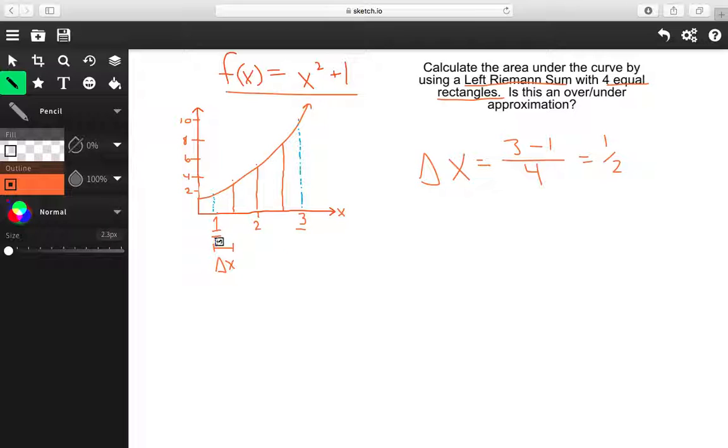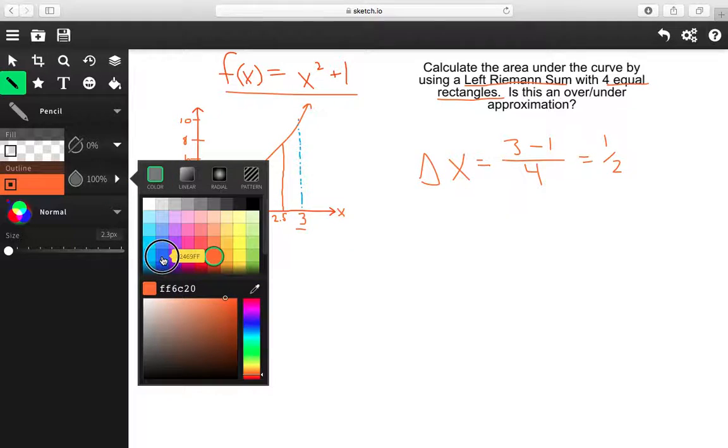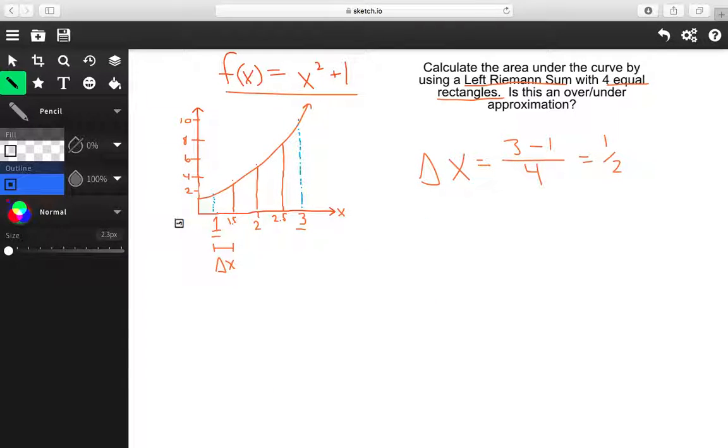So that's our delta x. So here we have 1, that means this is 1.5, then 2, we have 2.5 here, and 3. Okay. So now we're going to want to find the area of each individual rectangle. Now that we have the length, we need the height. We'll use a different color for each rectangle.